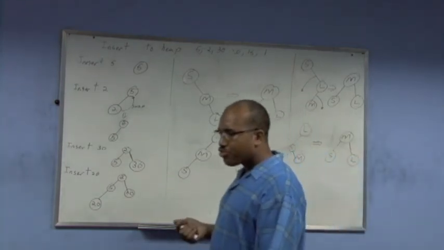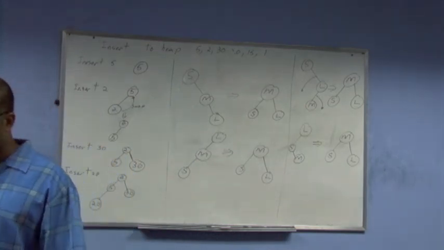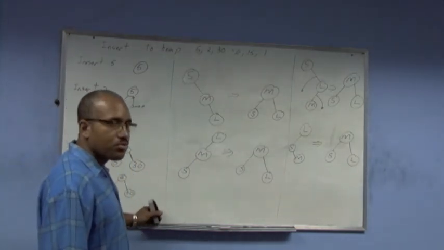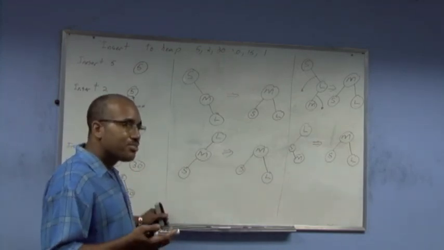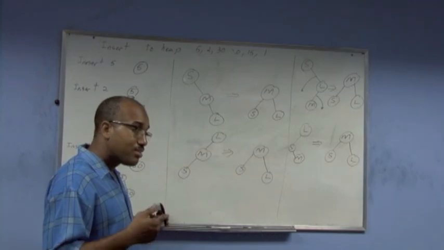Now, another tree that you'll meet is a red-black tree. If you remember, a red-black tree is basically a binary search tree with some additional properties.